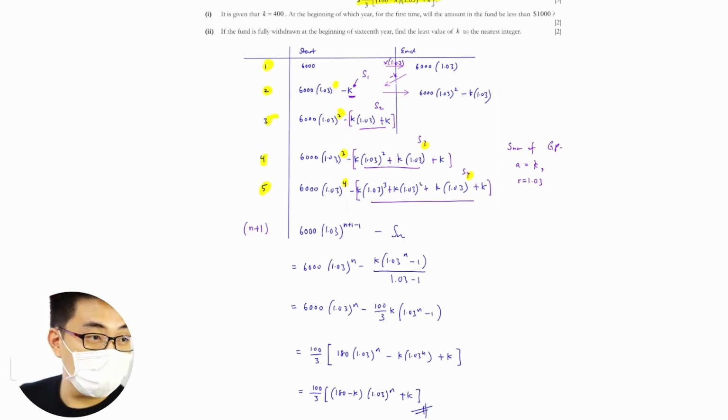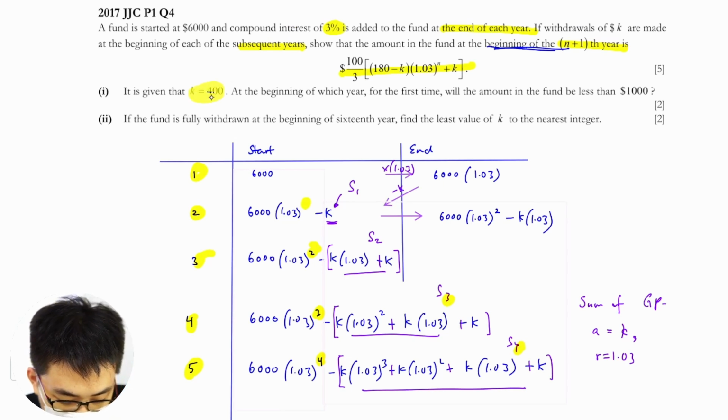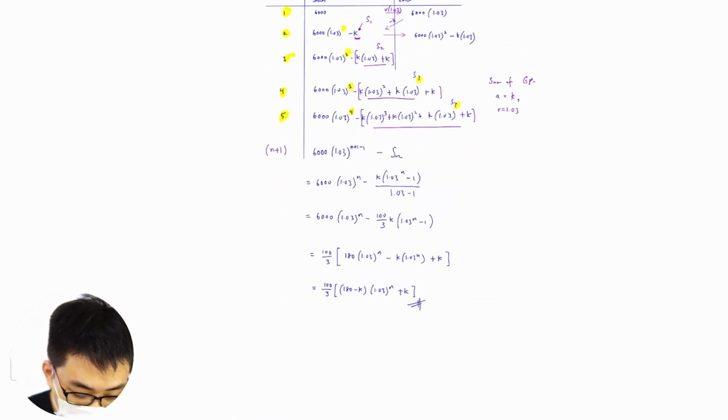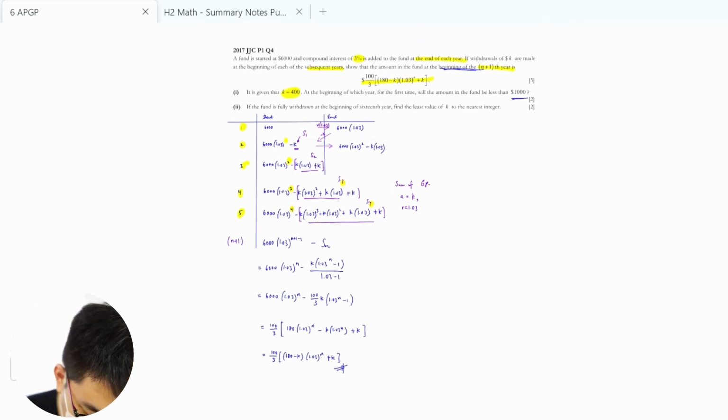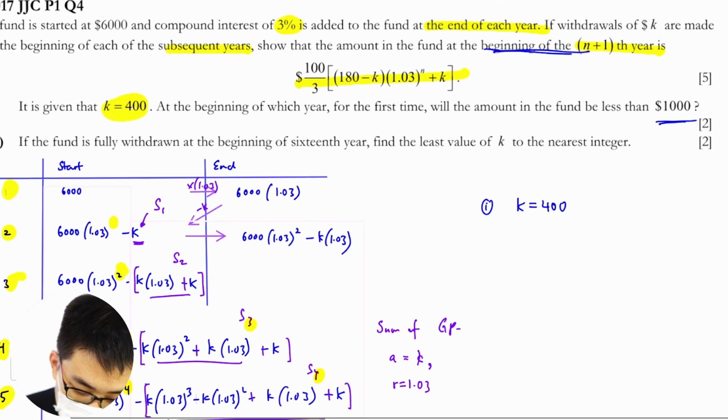It is given that k is 400, meaning every year he withdrew $400. At the beginning of each year, for the first time, will the amount in the fund be less than 1,000? So we check. Just substitute it in, use the amount. k is 400. At the beginning of which year will the amount of the fund be less than 1,000?